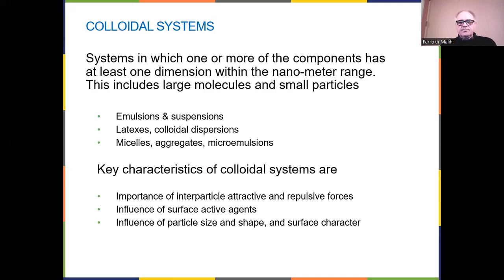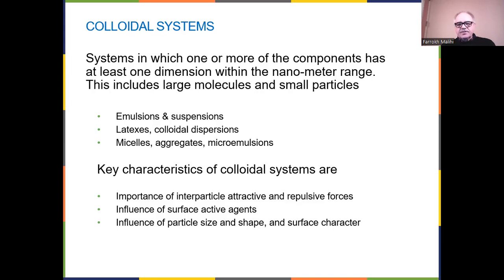Okay, a brief on colloidal systems. These are systems in which one or more of the components has at least one dimension within the nanometer range. That's 10 to the minus 9 meters range. These are extremely small particles, and they include large molecules and small particles. Examples are emulsions and suspensions, latexes, colloidal dispersions, micelles, and microemulsions.